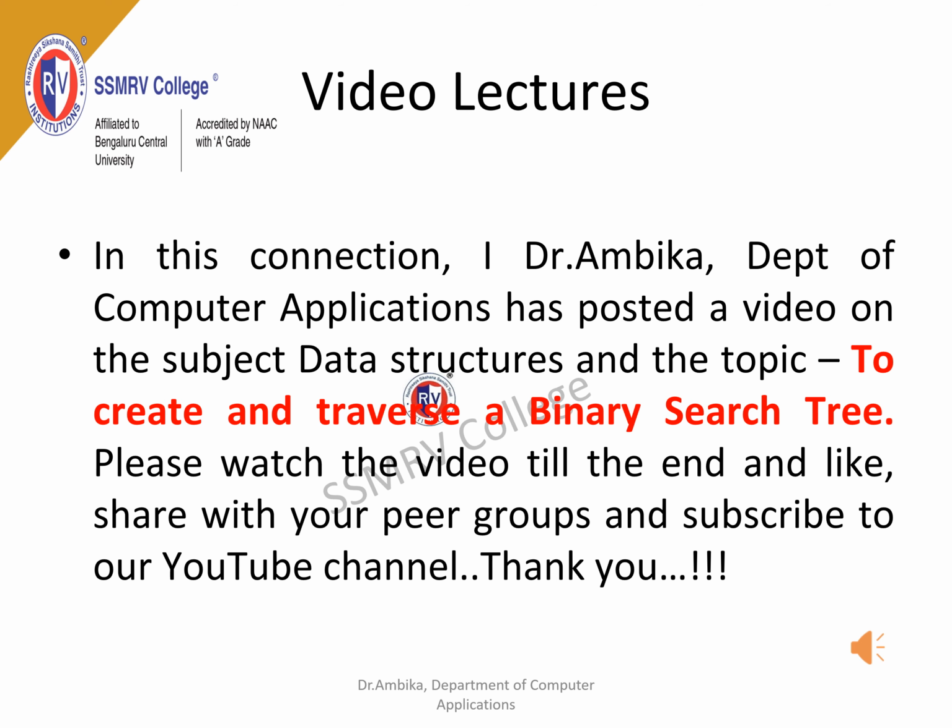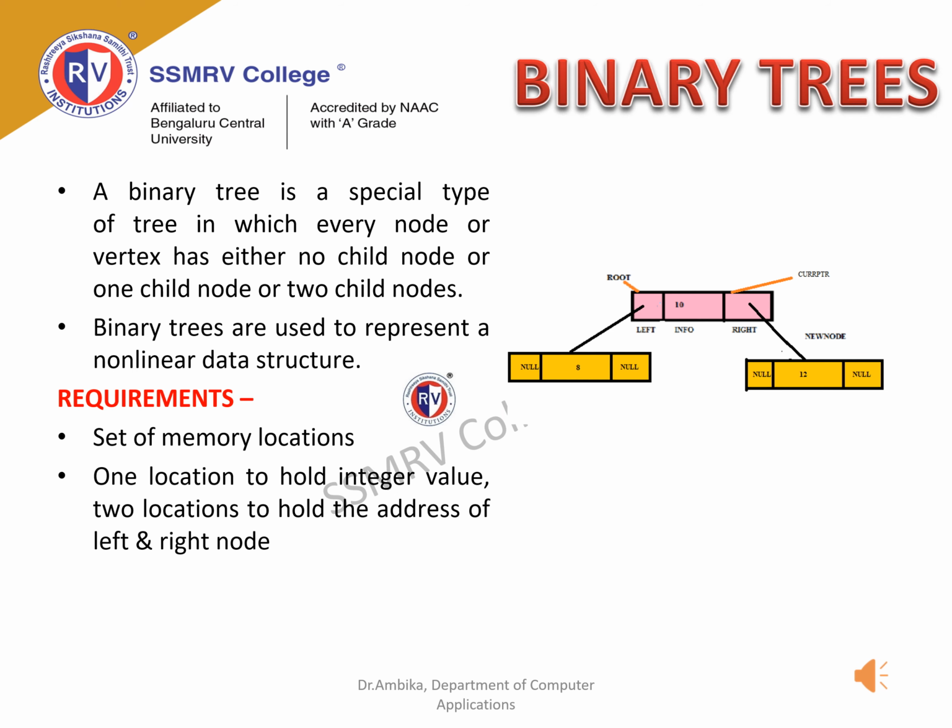A binary tree is a special type of tree in which every node or vertex has either no child node, one child node, or two child nodes. Binary trees are used to represent a non-linear data structure. The requirements would be a set of memory locations: one location to hold the integer value, and two locations to hold the address of the left and the right node.